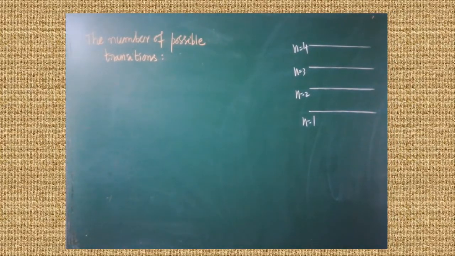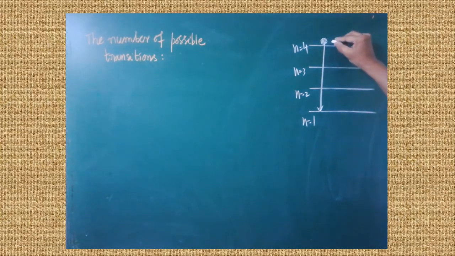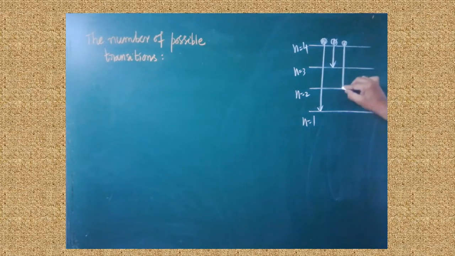Now we are going to calculate the number of possible transitions. First, we will calculate physically how many transitions are possible. Now the electron is excited here. So what are the possibilities? First, it is able to get down from the fourth orbit to the first orbit. This is the first possibility. Next possibility is 4 to 3. 4 to 1 is possible, 4 to 2 is possible, 4 to 3 is possible. Are you clear?